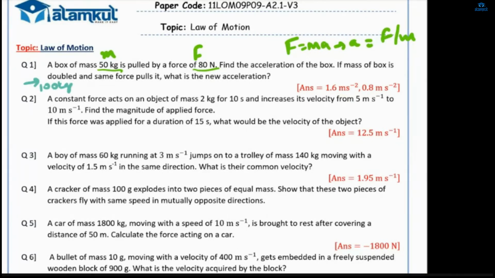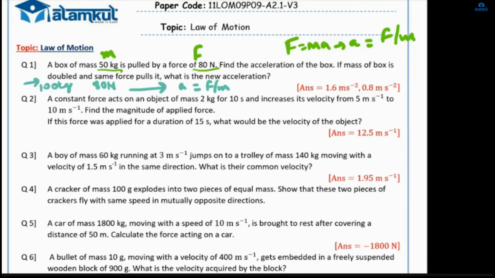So force will be the same, 80 Newton. What is the new acceleration? Again, it will be a is equal to F by m. So whatever value of a we get after dividing F by m, fine? Yes, ma'am. Okay, this will be the value of a, our new acceleration.